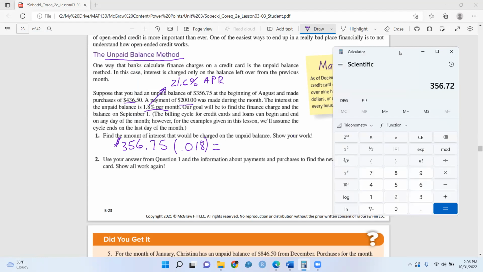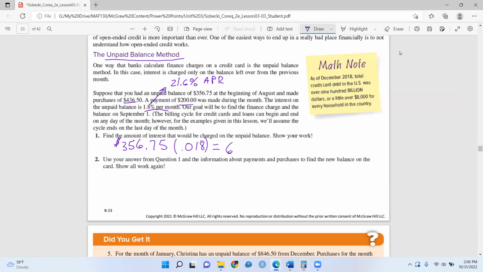So here's the finance charge, $6.42. Not a big deal, right? What's $6.42? Next month, you're going to have 1.8% of that plus more.